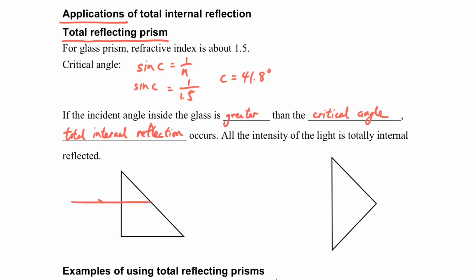Let's consider the light ray going directly into the glass block like this. This glass block is a typical 45-90-45 glass block. So the angle of incidence here is luckily equal to 45 degrees. So i is larger than c, with total internal reflection, and the light will go out in this way.